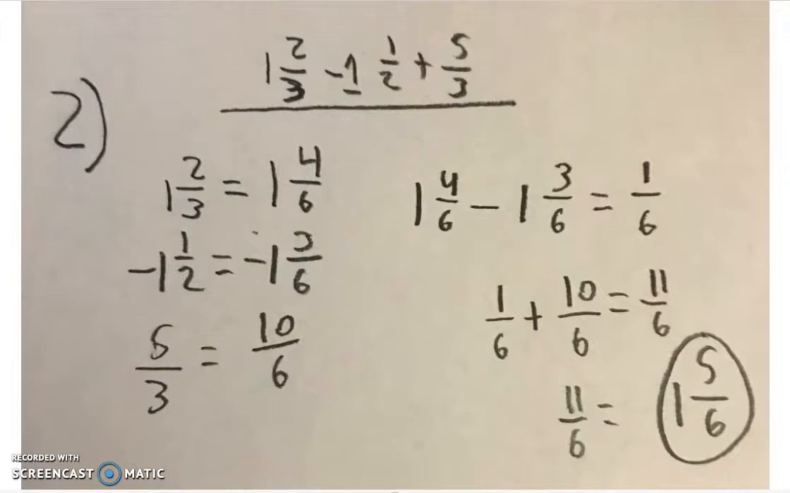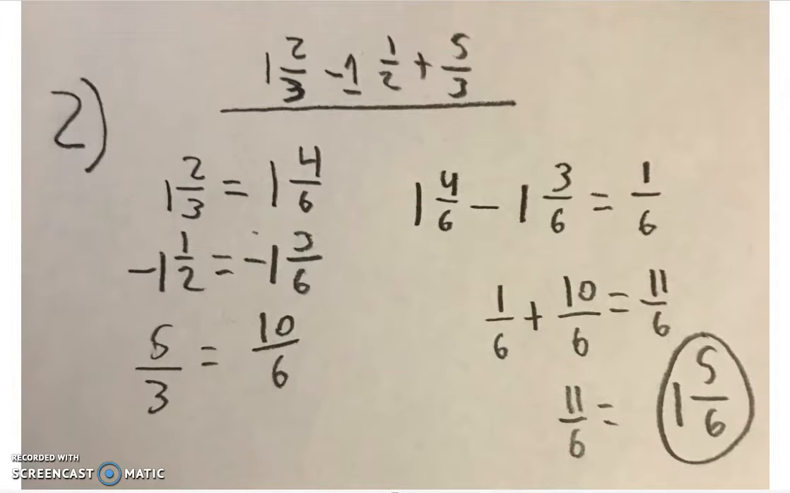1 2/3 would become 1 4/6. Negative 1 1/2 would become negative 1 3/6. 5/3 would become 10/6. So you take 1 4/6 minus 1 3/6, which would get you 1/6, and then 1/6 plus 10/6 would equal 11/6.